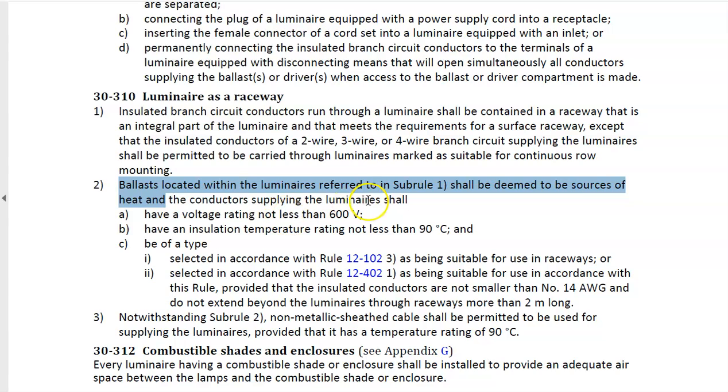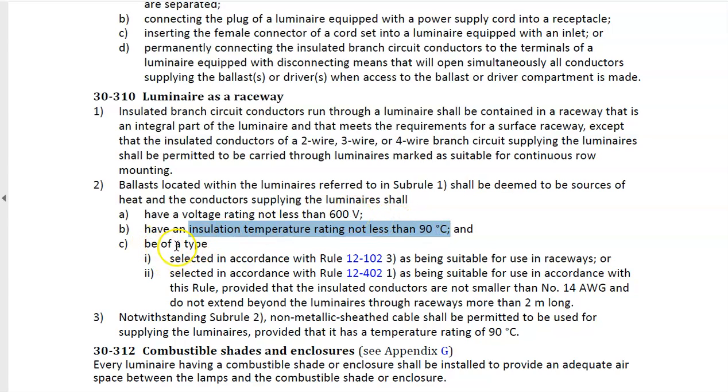And the conductors supplying the luminaires shall have a voltage rating not less than 600 volts. Note that this is a voltage rating. I'm trying just to highlight only that one. A voltage rating. You need to be aware of what your conductors themselves are. A Lumex is rated for 300 volts, which means that under subrule A, the Lumex would be disallowed. Subrule B of this one says an insulation temperature rating not less than 90 degrees, so we need to have 90-degree conductors rated for 600 volts.